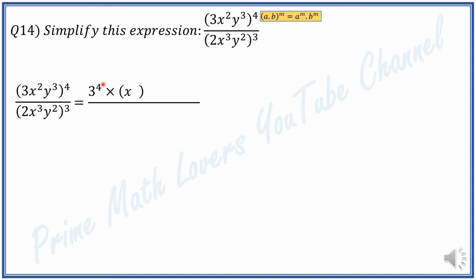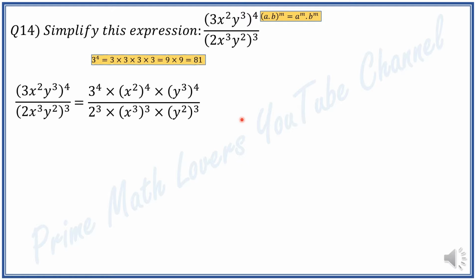3 to the power of 4 times x to the power of 2 to the power of 4 times y to the power of 3 to the power of 4 over 2 to the power of 3 times x to the power of 3 to the power of 3 times y to the power of 2 to the power of 3. Now we apply it. 3 to the power of 4 is 81.